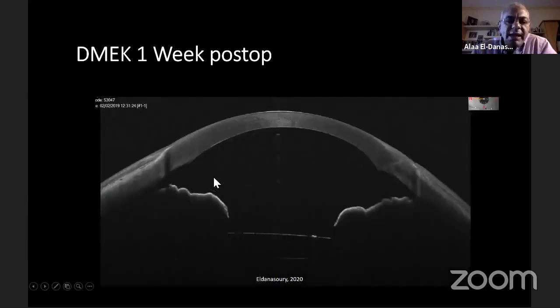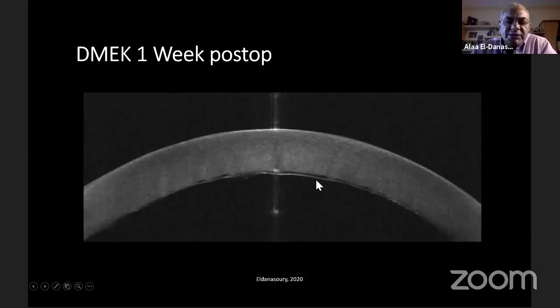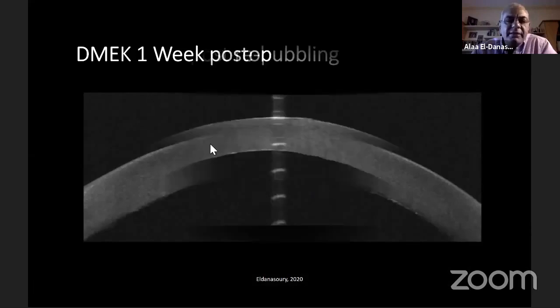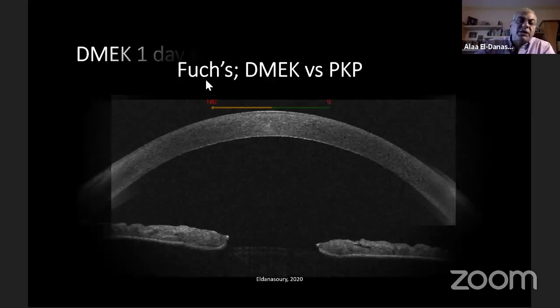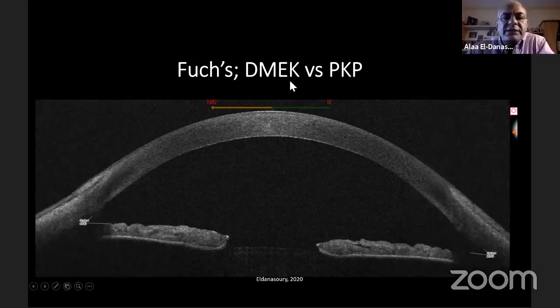One week post DMAC, early separation, then this patient is for rebubbling, and this is 1 day after rebubbling, the descemet is totally detached. So having early anterior segment OCT after corneal surgery is important. If you have a patient with Fuchs dystrophy and you're not sure whether he needs a DMAC or PK, with an anterior segment OCT, you can assess the amount of corneal edema and whether this patient really needs a PK, but in most cases, DMAC is the procedure of choice if you don't have corneal scarring.